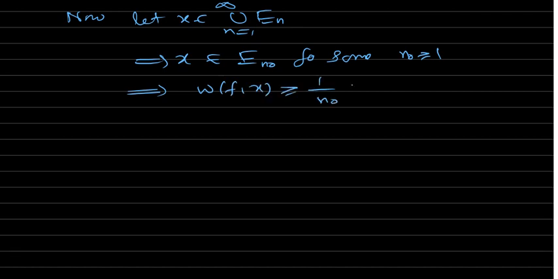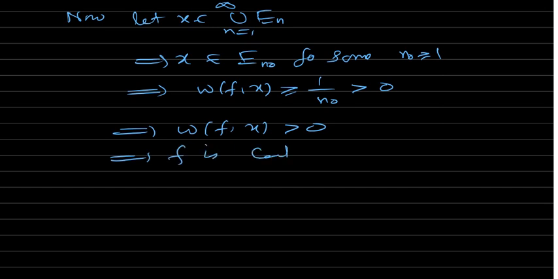1 over n naught is a positive number, which means that the oscillation of F at X is positive. That means F is discontinuous at X. F is not continuous at X.